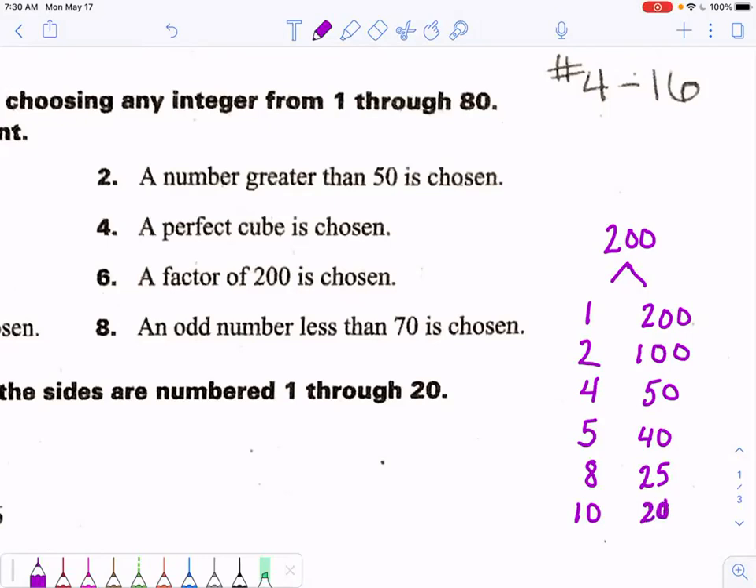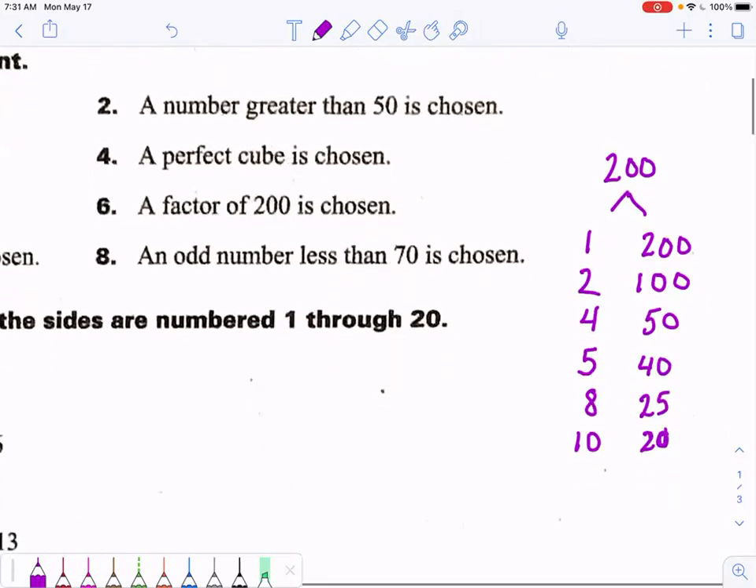Are there any other pairs? 15. Does 15 go into 200? 12 doesn't go into 200. Any other pairs? Anybody get any others? So this would be our list of factors of 200.